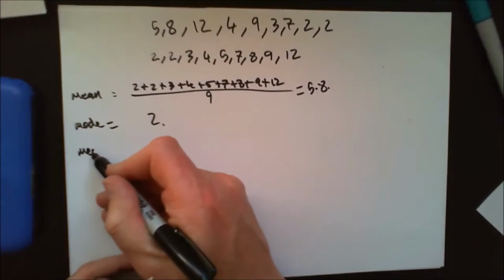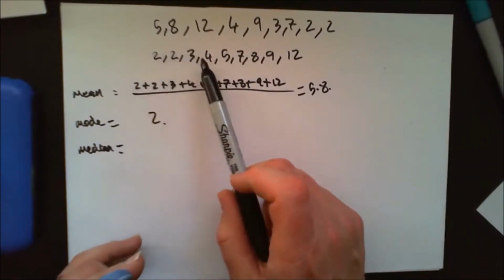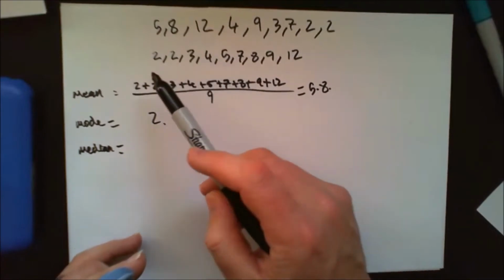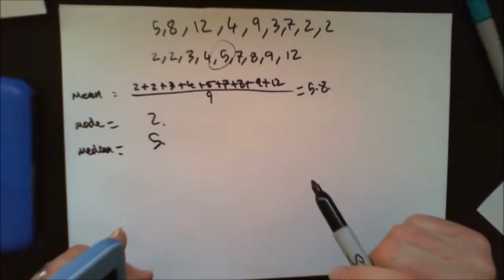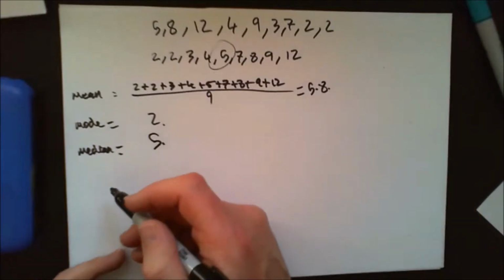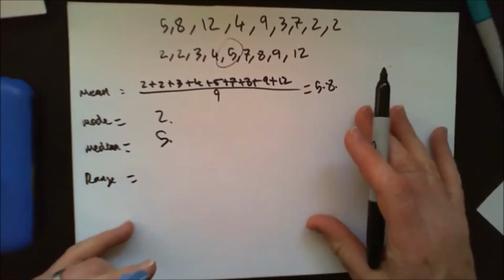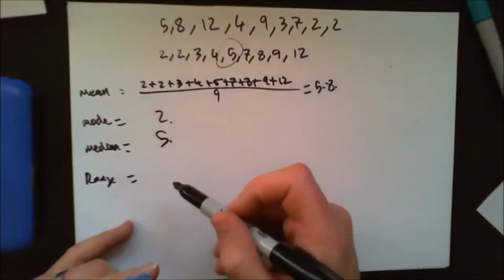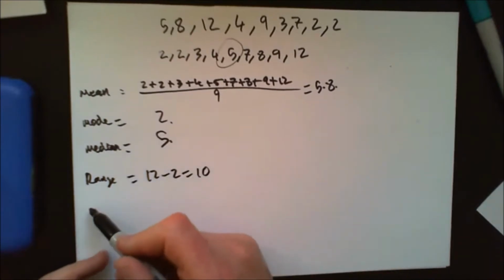Median is the middle number. Remember I said we had 9 numbers, so the middle number is the 5th, because there are 4 either side of it. Done. Now, the range. The range is the biggest minus the smallest. 12 take away 2 is 10.